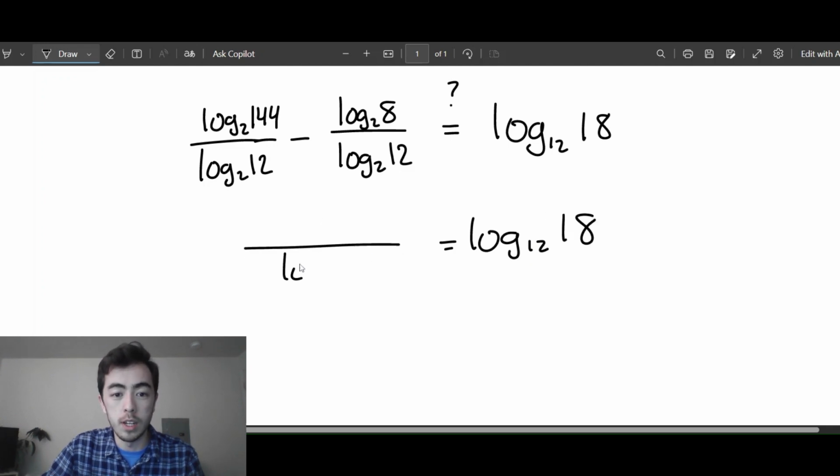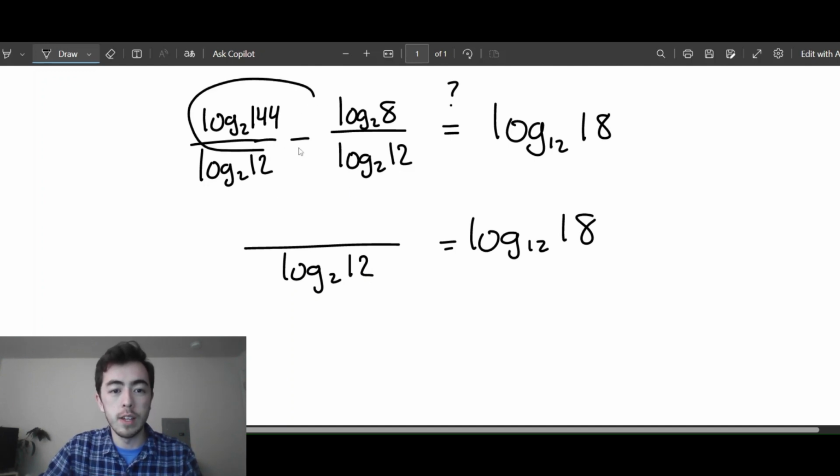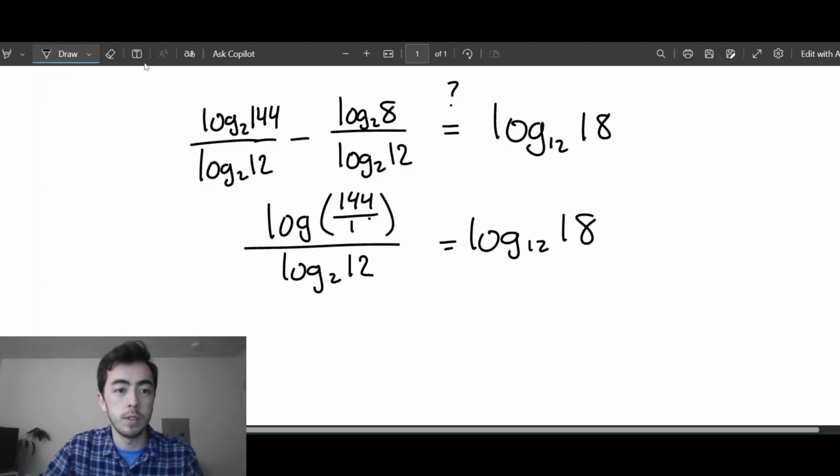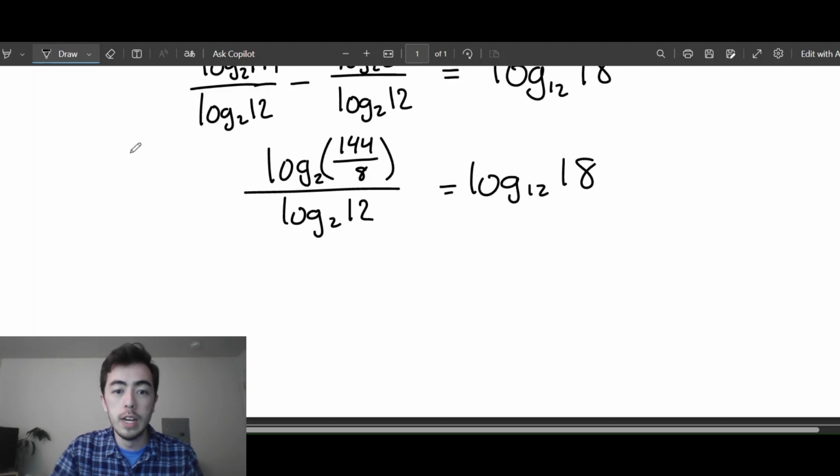I will shove my denominators together because that's the common denominator. And then anytime that you have a difference of logs, you're allowed to write it as the log of a quotient. So it's going to be 144 over 8, and that's log base 2. And then finally, well, not actually finally, maybe 2 steps away.